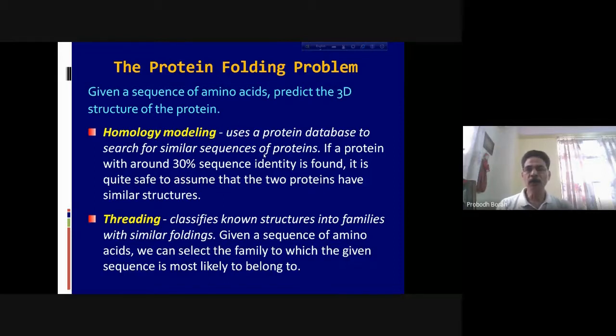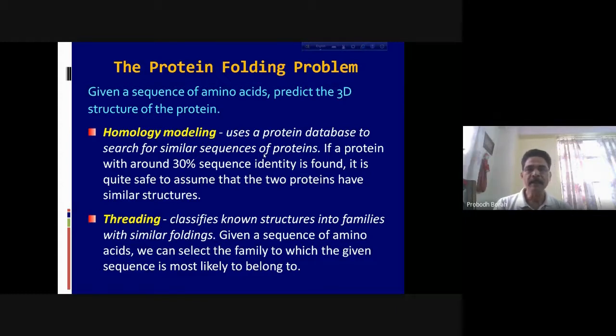So if two sequences are similar in terms of amino acid sequence, we can predict that their three-dimensional structure will also be similar. So based on the known three-dimensional structure of one protein, the other homologous proteins can be predicted for their three-dimensional structure. So this process is called homology modeling. Then second one is threading.